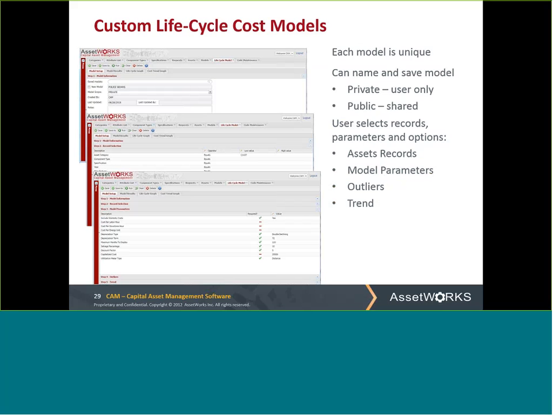Now, what I'm going to show you is our custom lifecycle cost module functionality. This is a new application that we delivered this summer in our 15.2 release, I believe, that allows you to develop your own lifecycle cost analysis, where you can select which assets you want to include, modify parameters, and manage outliers and trends. And I'm going to walk you through how we do this.